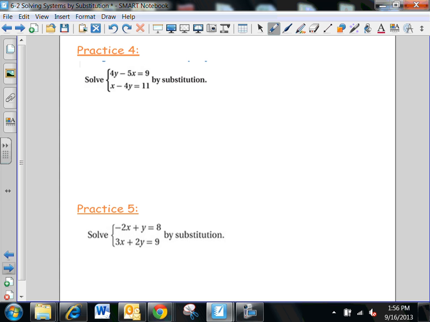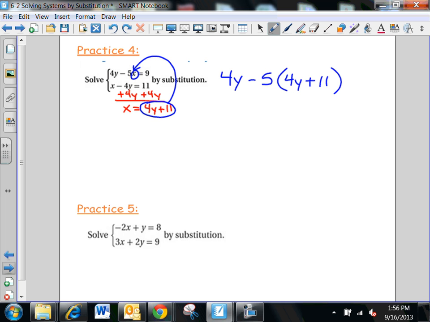Neither equation in number 4 here is solved for a variable at all. So I'm going to take this second equation and add 4y to both sides so that I can get x is equal to 4y plus 11. Now when I get that, I'm going to substitute 4y plus 11 back in for x into the first problem. So the first problem will read 4y minus 5, and where the x was, which is right here, I'm now going to plug in 4y plus 11, and that's equal to 9.